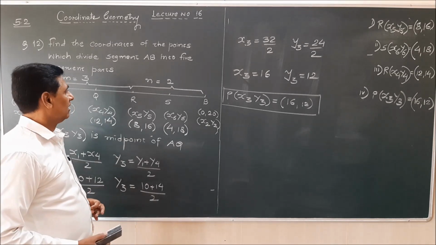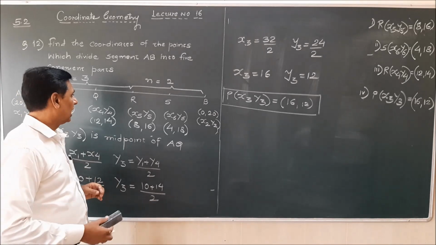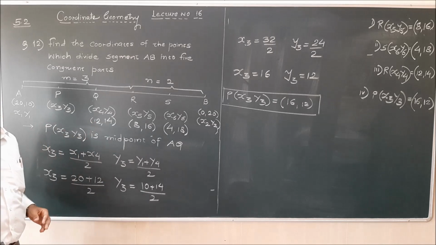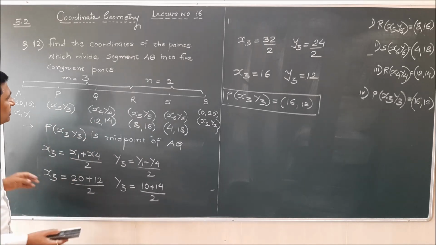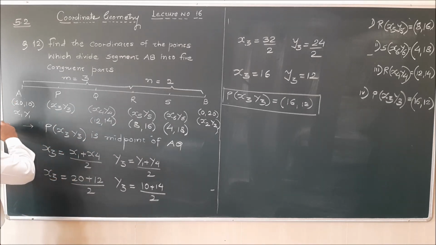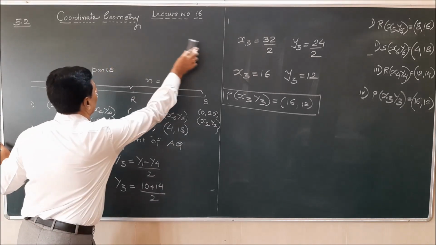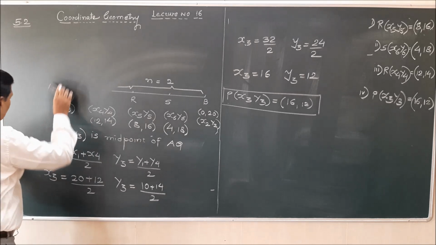So please see that for only one point I use the section formula, and later on I use the midpoint formula for all of them. If we know sometimes the midpoint, then you will surely find that we can find out the coordinates of the extreme points also.